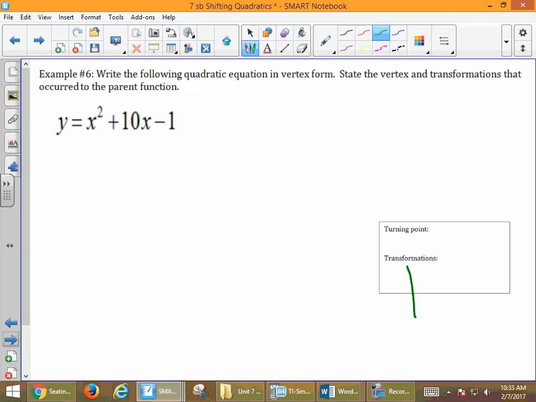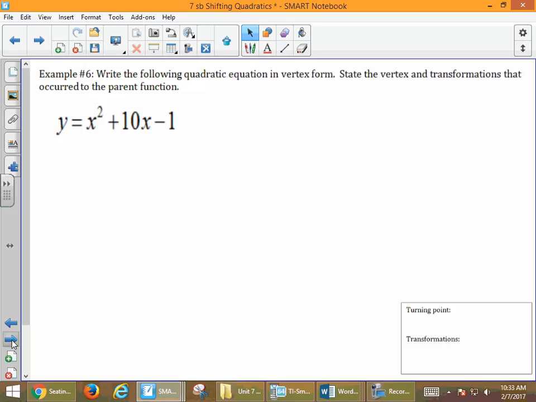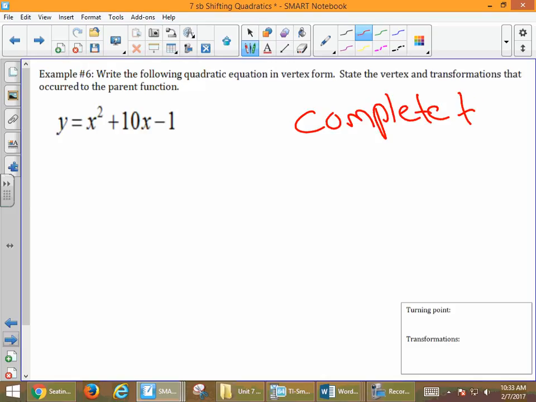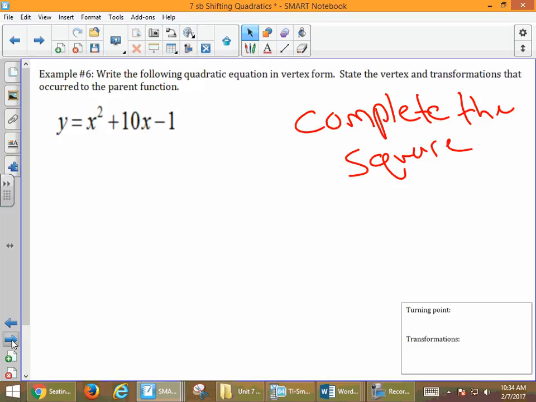So this next example, it should look similar to the quiz you guys just took, because we have a standard form equation and we need to get it into vertex form in order to find the transformations and the turning point of this quadratic. So just like how you did on your quiz, how do we get from standard form to vertex form? What method should we use? We need to complete the square. So that's the method that we want to use to transform our standard form equation into the vertex form.